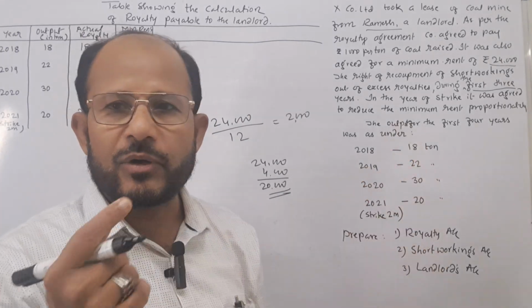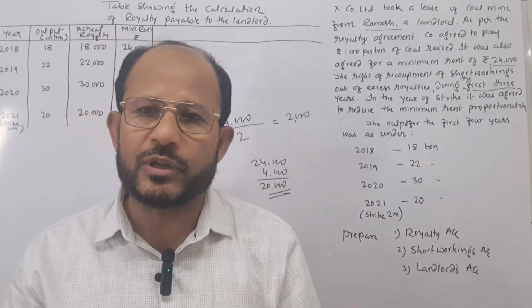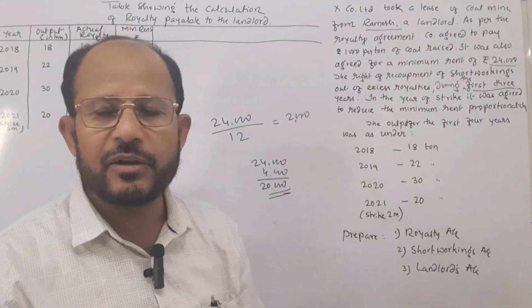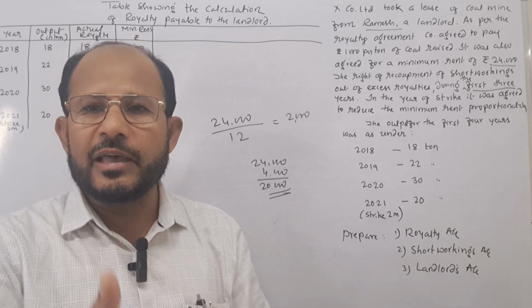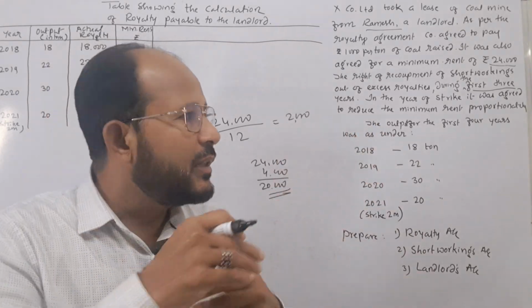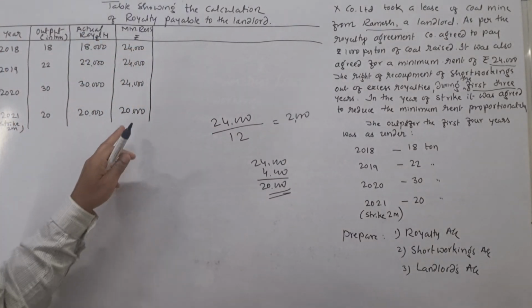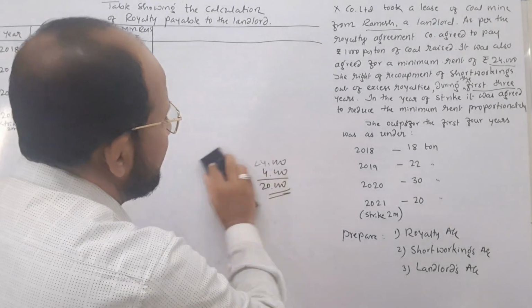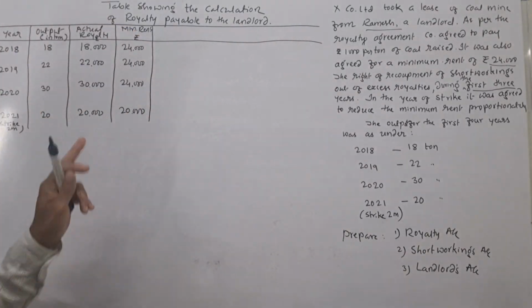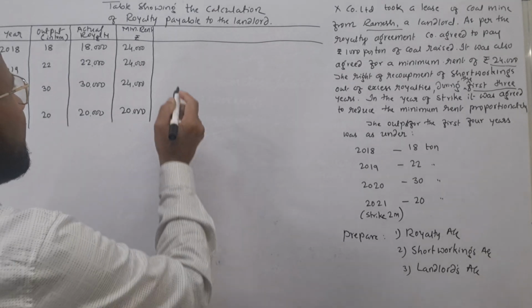If the strike is there for 1 month, 2,000 is to be deducted. If the strike is there for 2 months, 4,000 is to be deducted. And if the strike is there for 3 months, 6,000, like that. You have to calculate the proportionate amount per month, then minus it from the minimum rent. Then you get the actual minimum rent for that particular year. Therefore, in the year 2021, the minimum rent comes to rupees 20,000.